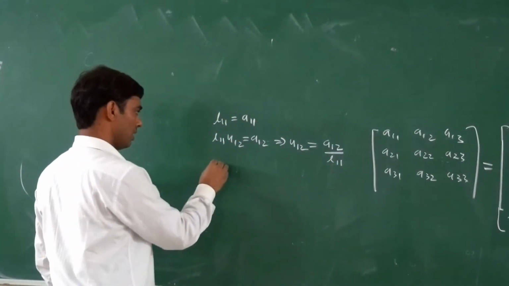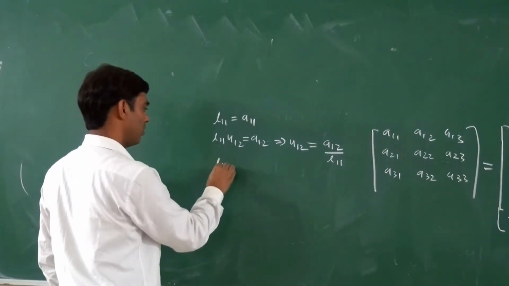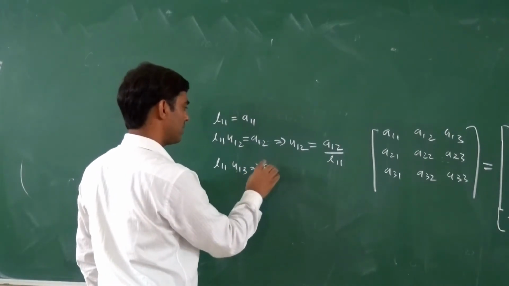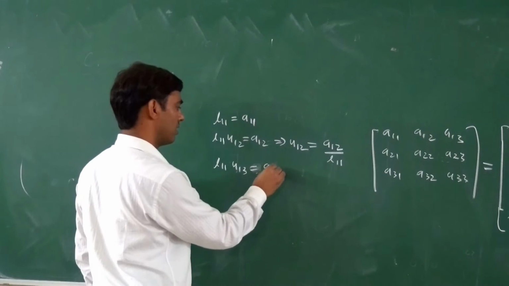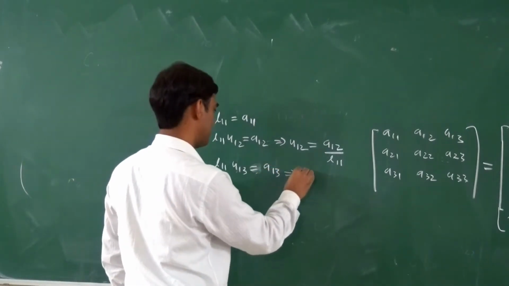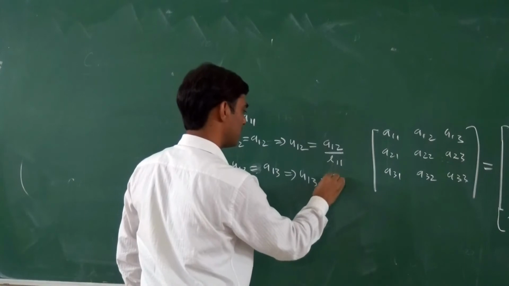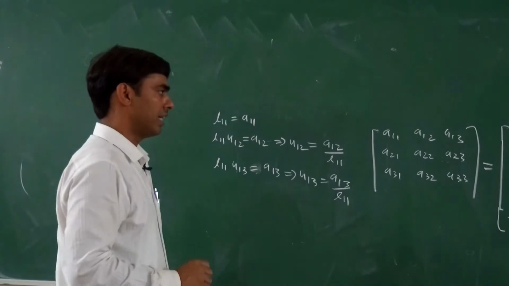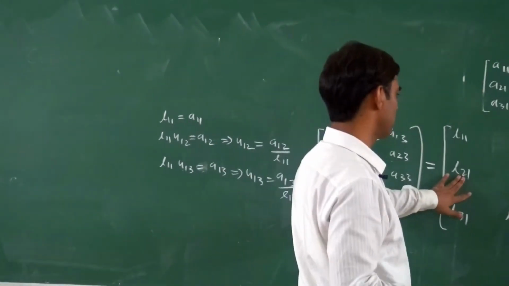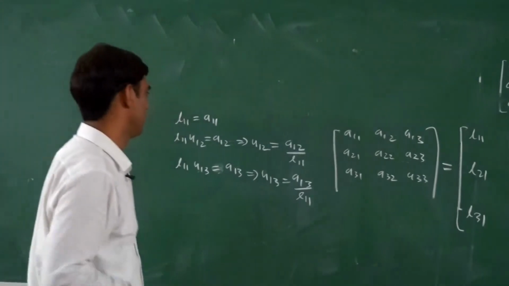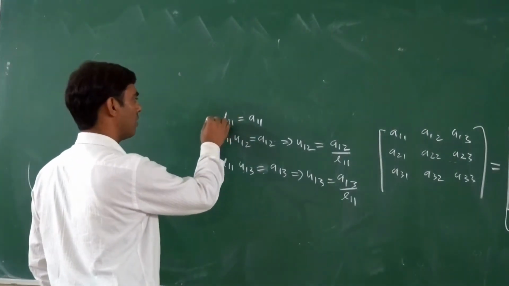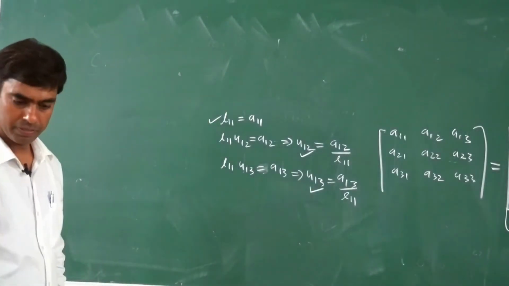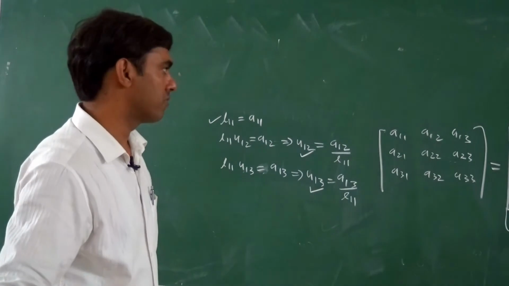Similarly, the third one is L11 U13, which equals A13, and this implies that U13 is A13 divided by L11. And directly from here we are able to find the value of L21. So we find the value of L11, the value of U12, and the value of U13 by comparing the first row.